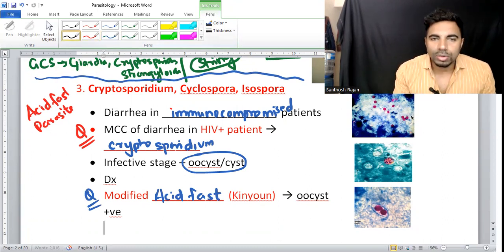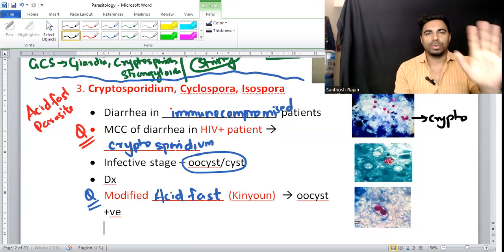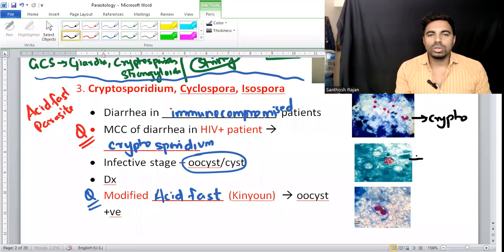See the smallest one. This is Cryptosporidium. You might see a picture like this from a stool sample. In an HIV patient's stool sample, if you see this acid-fast structure, it's Cryptosporidium, small. A little bigger than that is Cyclospora. Usually you don't expect Cyclospora in the exam, but just remember it's a little bit bigger.